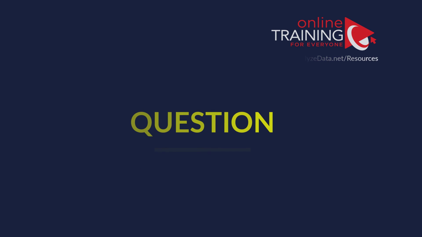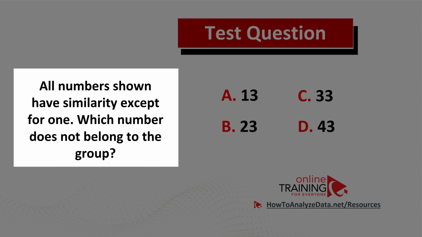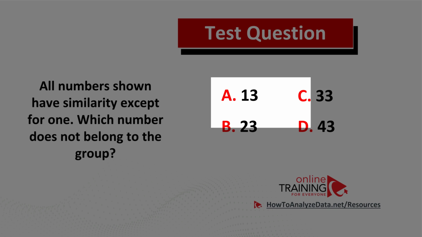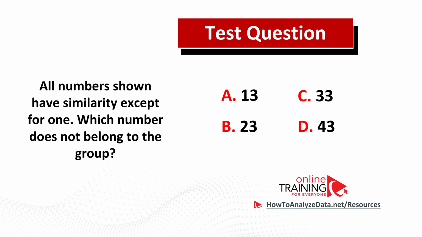Some of you might find this question tricky, but regardless of whether you can solve it or not on your own, you will be excited to learn the solution to this real-life assessment test question. All numbers shown have a similarity except for one. Which number does not belong to the group? And you have 4 different choices: choice A, 13, choice B, 23, choice C, 33, and choice D, 43. Do you think you know the answer? Now might be a good time to pause this video to see if you can come up with the answer on your own.